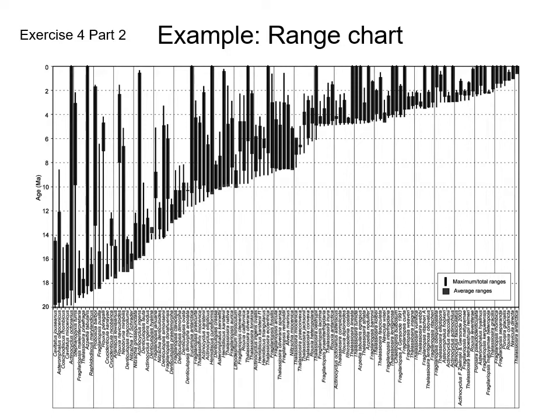And you can see when things started. The lower boundary of each line is its first appearance datum. The upper boundary is its last appearance datum. And notice where some of these bars become wider, that would be abundant zones or acme zones. So we have maximum and total ranges and then average ranges for their abundance as well.